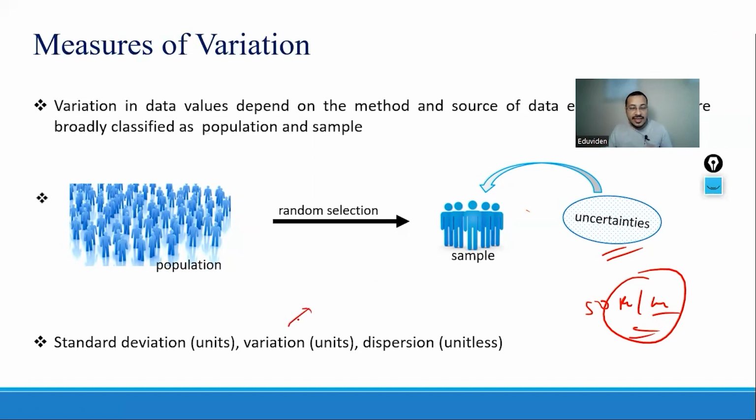Variance, on the other hand, is actually standard deviation squared, so it will give you the square of the units. But ultimately it will have units. That's what I'm trying to say here. These are not unitless quantities. These parameters will have some unit. Whereas dispersion is also one parameter which we use to understand variation, but this does not have a unit because it's a ratio.